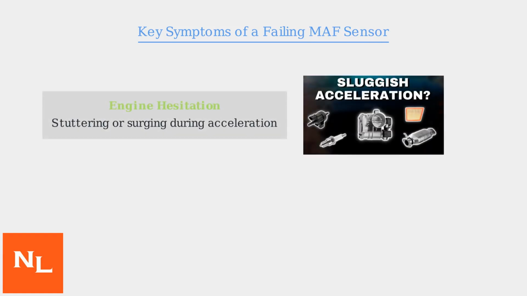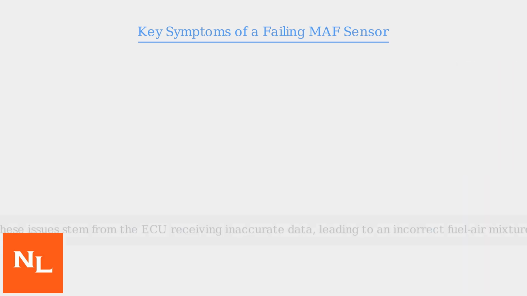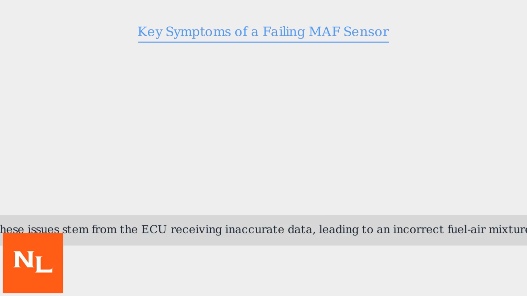A faulty MAF sensor commonly causes three main symptoms. First, engine hesitation, which is stuttering or surging during acceleration. Second, poor fuel economy, with MPG drops of 10 to 30%. Third, the check engine light illuminating on the dashboard. These issues stem from the ECU receiving inaccurate data, leading to an incorrect fuel-air mixture.